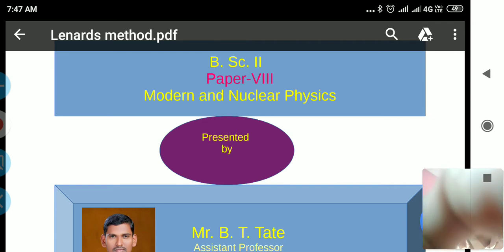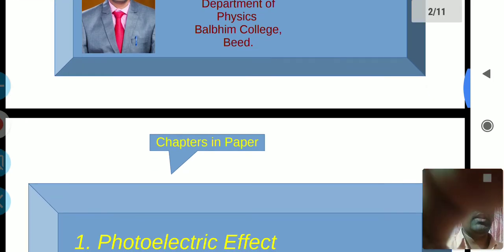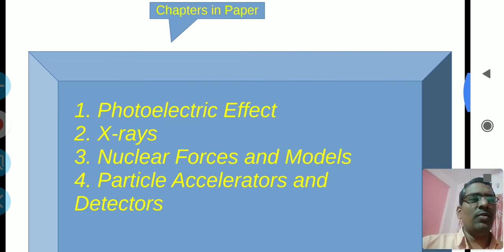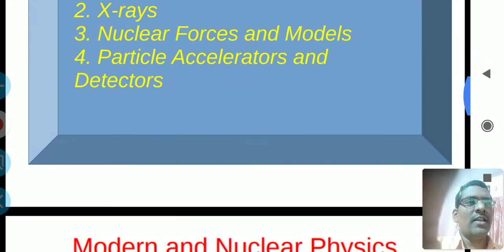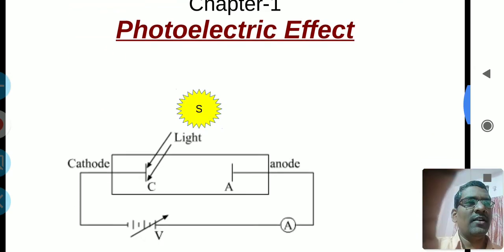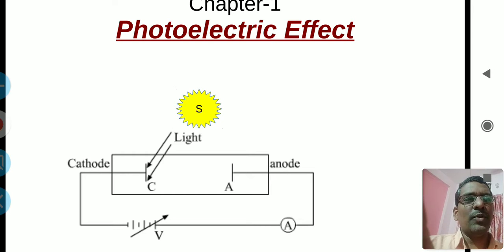In the previous lecture, we have seen that this paper, modern and nuclear physics, consists of 4 chapters: photoelectric effect, X-rays, nuclear forces and models, and the fourth one, particle accelerators and detectors. We started the first chapter, photoelectric effect. So let us see once again the photoelectric effect.